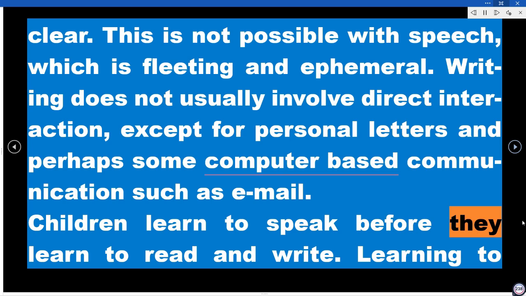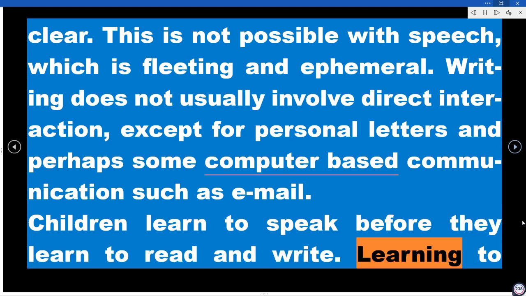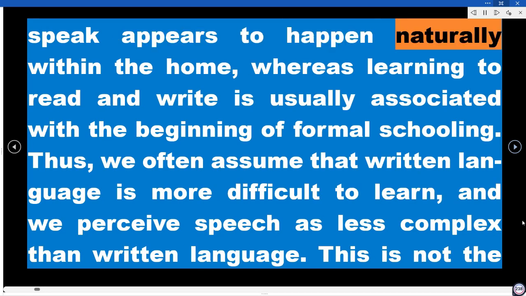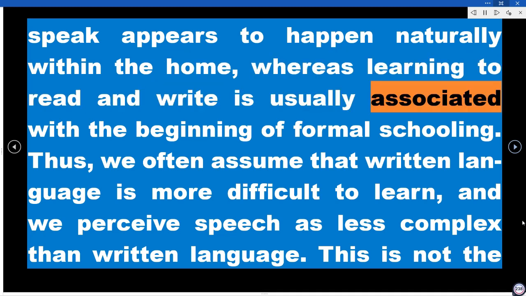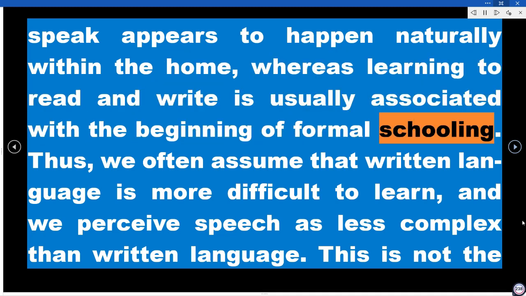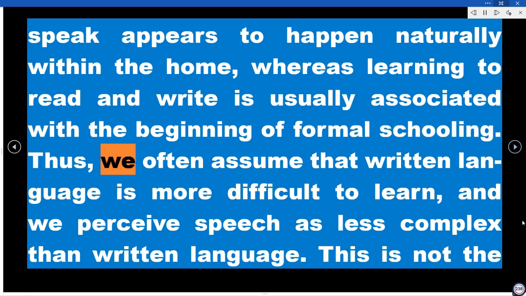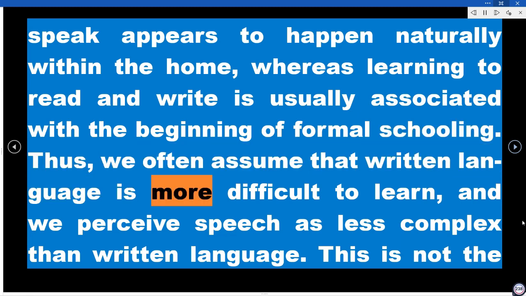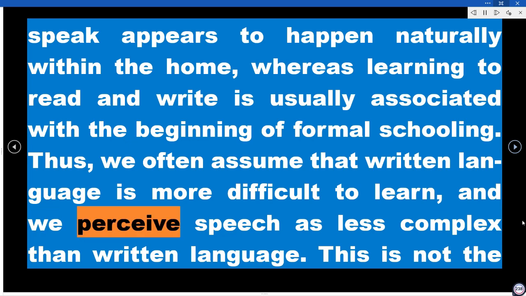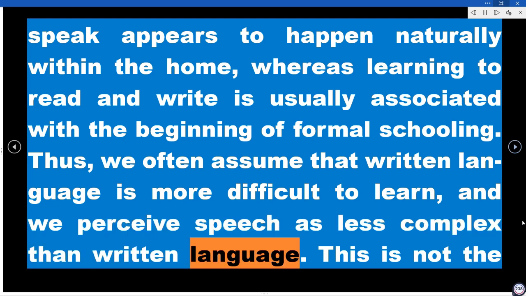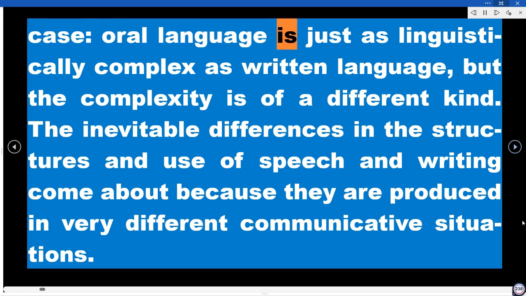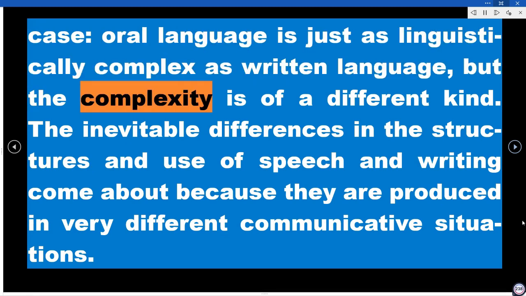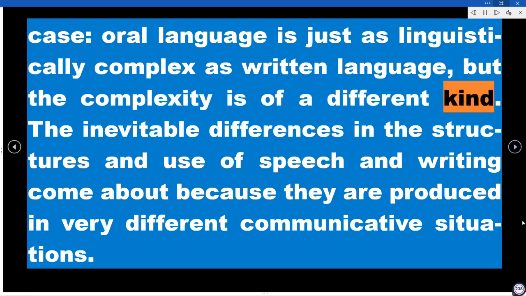Children learn to speak before they learn to read and write. Learning to speak appears to happen naturally within the home, whereas learning to read and write is usually associated with the beginning of formal schooling. Thus, we often assume that written language is more difficult to learn, and we perceive speech as less complex than written language. This is not the case. Oral language is just as linguistically complex as written language, but the complexity is of a different kind.